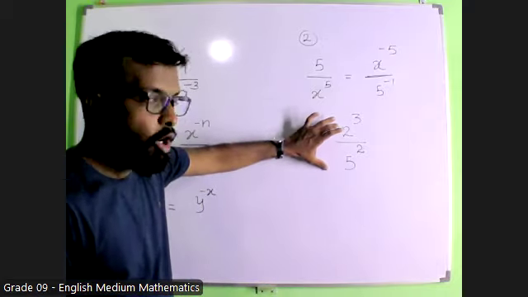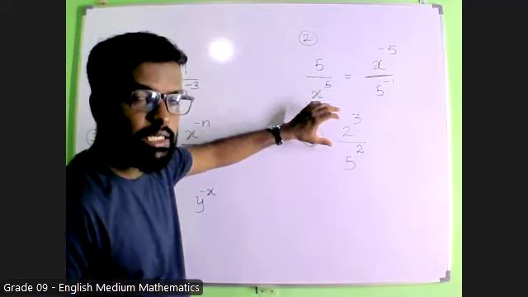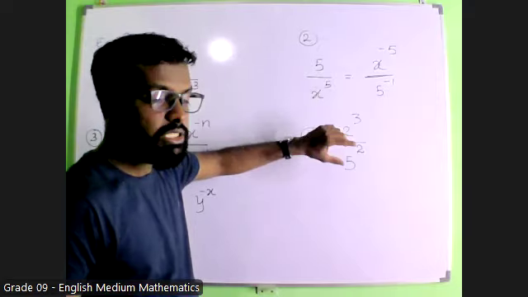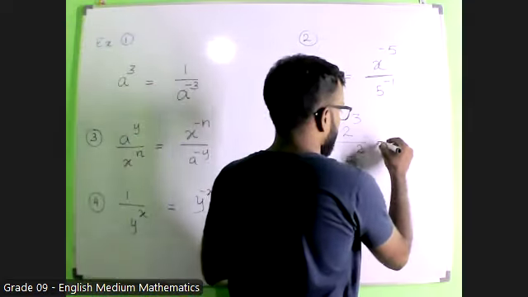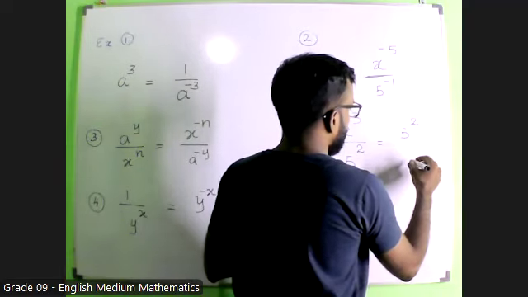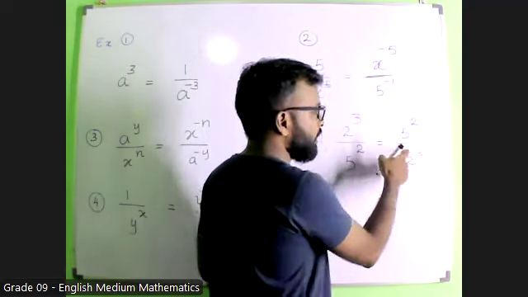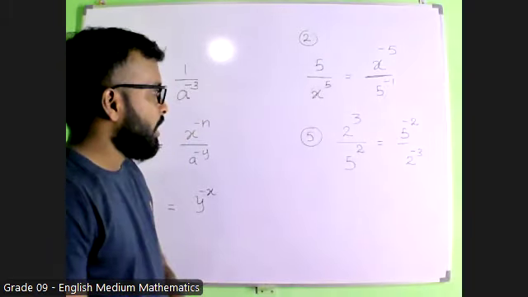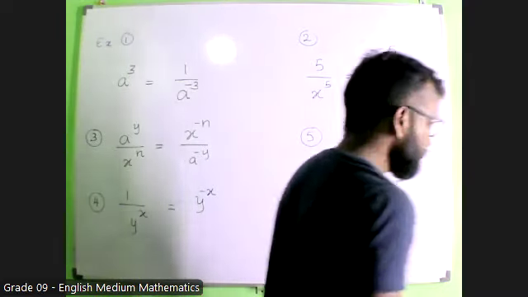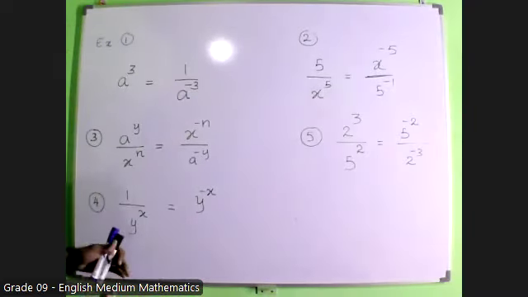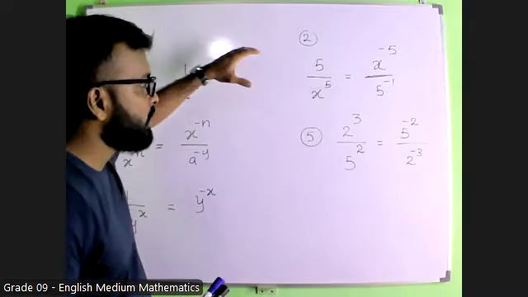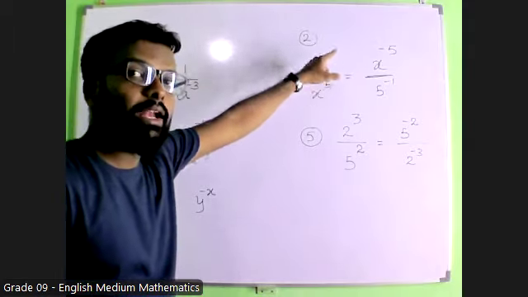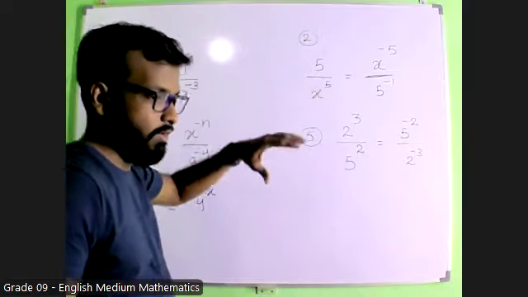And here you have to change it upside down, get the reciprocal, and turn the positive powers into negative: y to the power 2, 2 to the power 3, and they become negative. Right? So this is the way. This is how you are going to convert positive powers into negative indices, right?